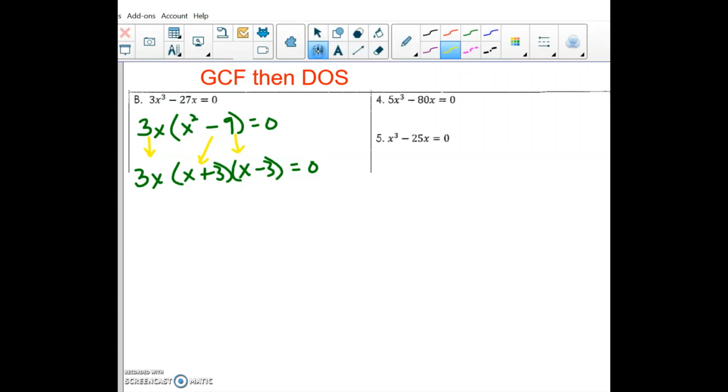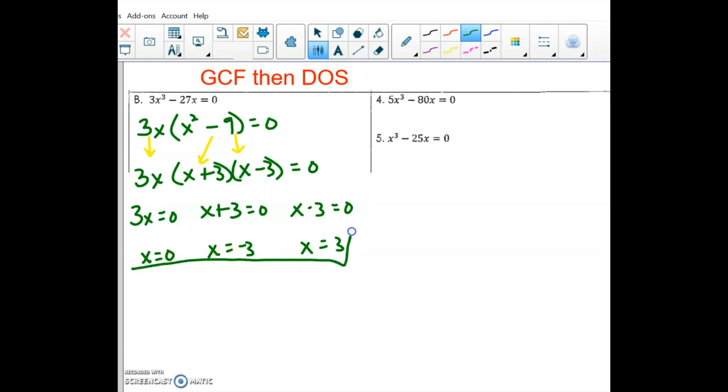Then we set the factors equal to 0. 3x equals 0, x plus 3 equals 0, and x minus 3 equals 0. We solve each of those and get x equals 0, x is negative 3, and x is positive 3. Showing that we have 3 answers that match our degree of 3.